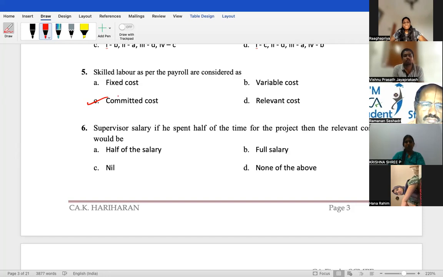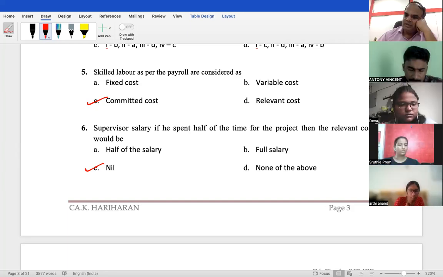Sixth one. Supervisor salary, if he spent half of the time for the project, then the relevant cost would be A. Half of the salary, B. Full salary, C. Nil, D. None of the above. Nil. Not half. Nil. Because supervisor salary is a committed cost again.